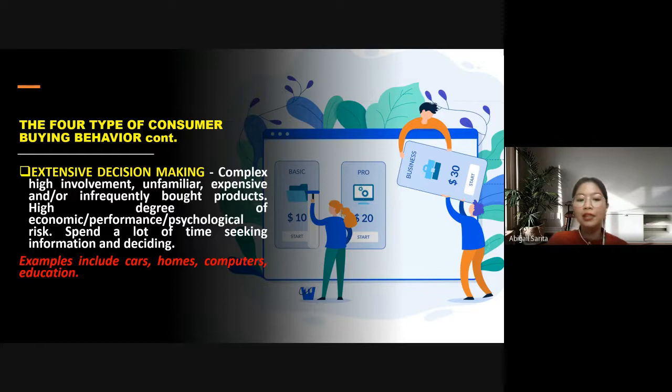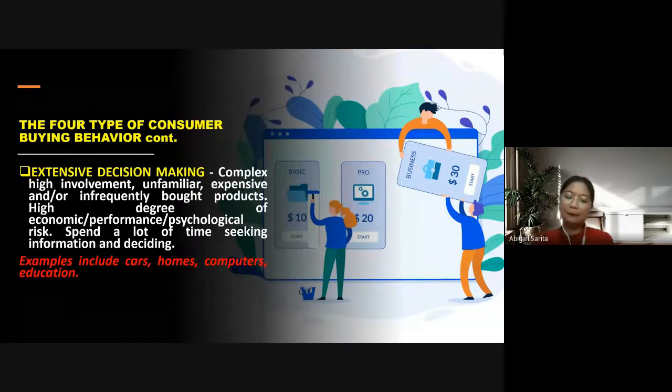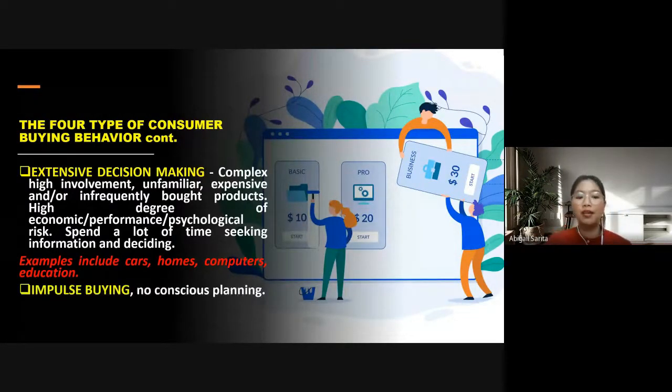So example din, class, kung related naman sa home and lifestyle, yung cars, yung bahay, computers, and education, so dapat pinag-iisipan mo muna yung mga ganyang bagay before you purchase or before you buy. Next is impulse buying. Very simple. When we say impulse buying, no conscious planning. Naisipan mo lang bumili, katulad ngayon, 11/11 class. So I believe some of you purchase a product sa Shopee or sa Lazada noong 11/11. So that's what we call impulse buying.